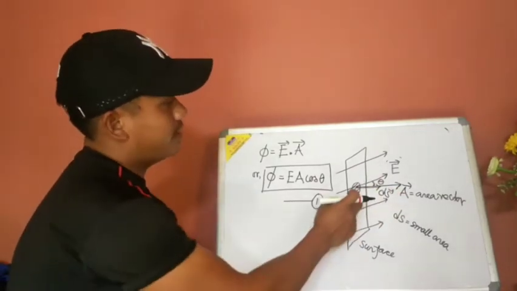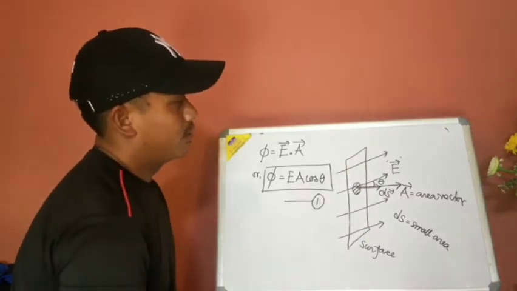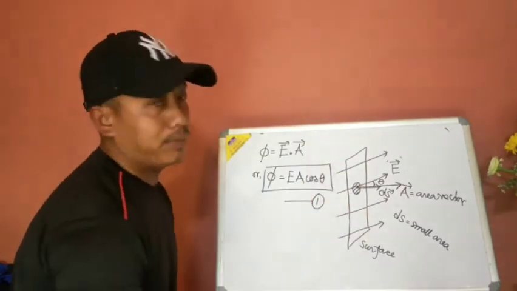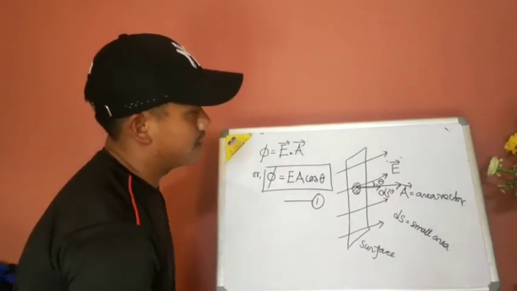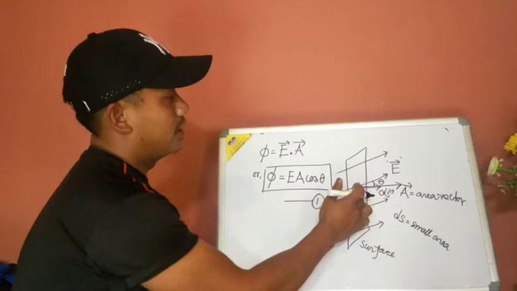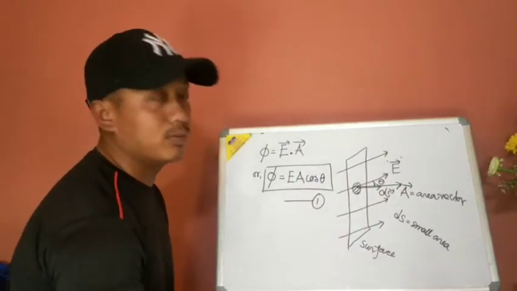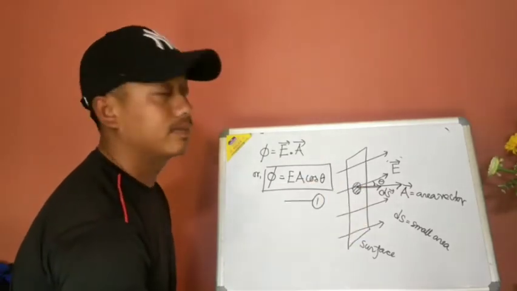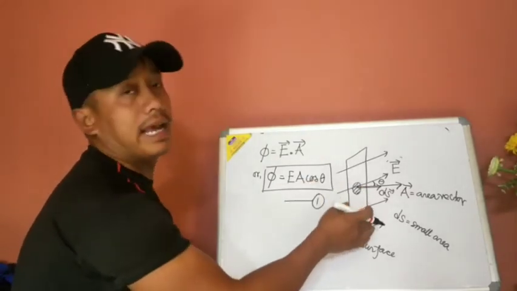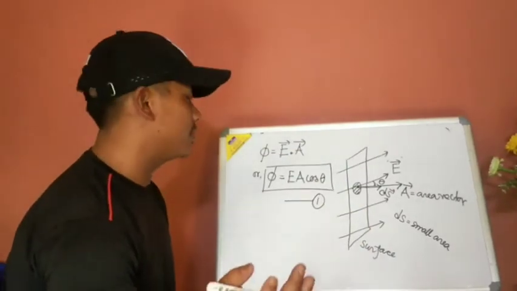When the area is very large, more number of electric field lines will pass through. However, when the area is very small, the number of field lines passing through will be very small. It is a very simple reason.